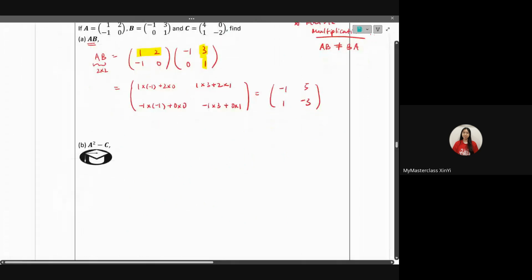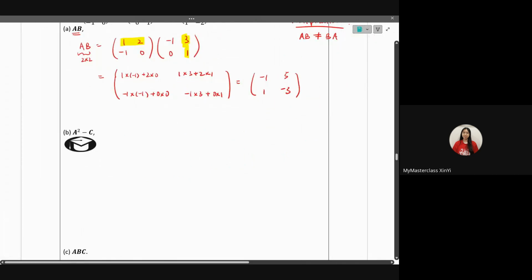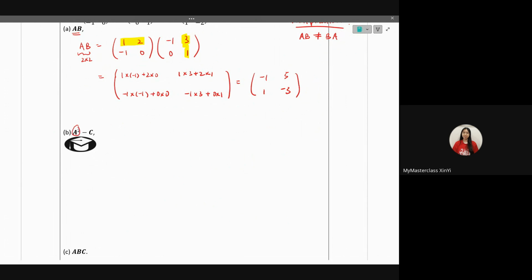So this is still basic. When you see a square over here for matrix multiplication, it doesn't mean squaring of the values inside. The key thing to take note of, write this down: do not square each of the elements in matrix A.